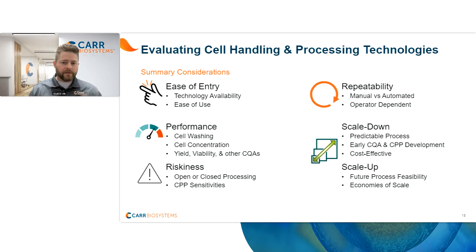Going to the top right here, repeatability. Is this manual or automated? Do I have operator dependence? Is this plug and play every time, or do I have to optimize it every time? And how broad are my operating windows? Again, close to the riskiness of the CPP sensitivities. How broad is my repeatability range? And of course, scale down and scale up. As we talked about here, can I get a predictable process early? Can I look at those controls early? Can I be cost effective early, such that in the future I can be optimizing instead of doing development on my scale up?